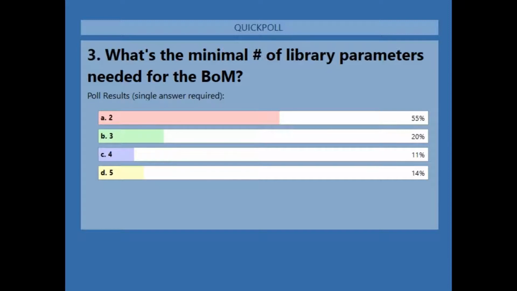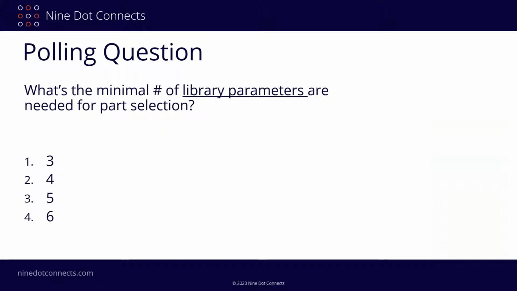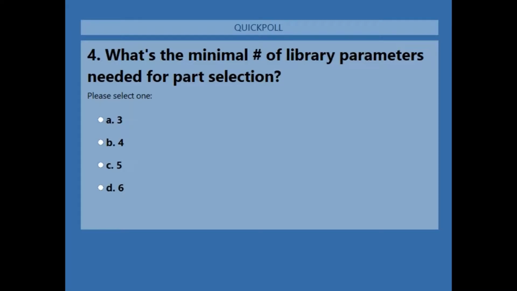And of course, tool-driven things like quantity and the designators also find their way into the bill of materials as well. But the point I'm trying to make is that in the end, to make a good bill of materials, there isn't much that you really need. It's just these 3 things that come from the library. Now, I do have another polling question for you. Again, library parameters only. How many do you think you need for a part to make an intelligent part decision?